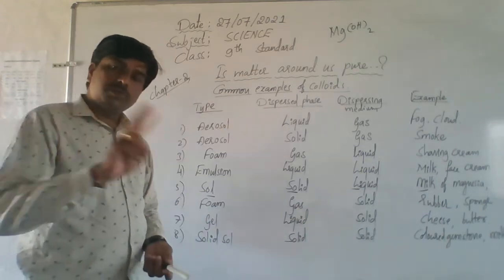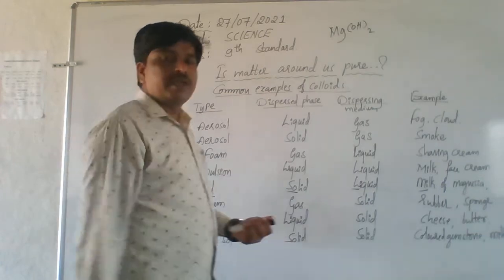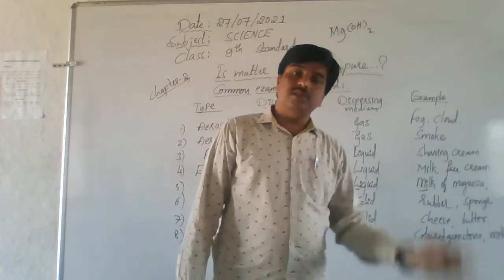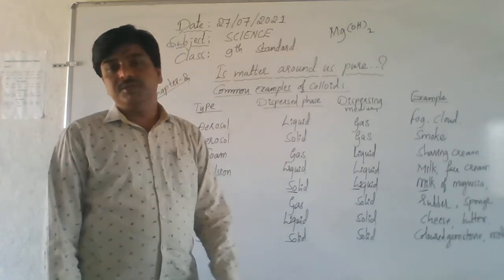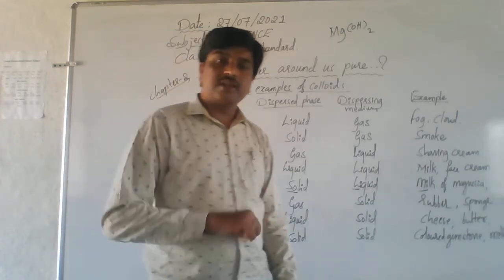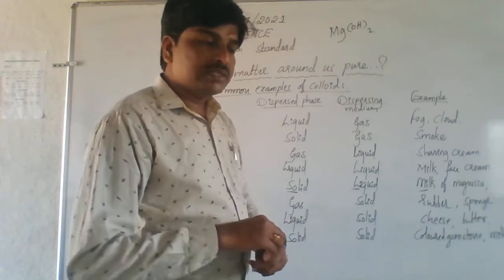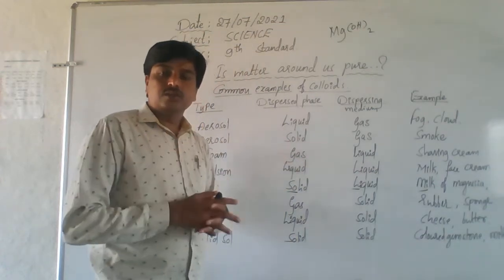Solid sol means both are solid. The dispersing medium is solid and the dispersed phase is also solid. That is called solid sol. Examples: colored gemstone and milky glass. So these are the best examples for colloidal solutions.